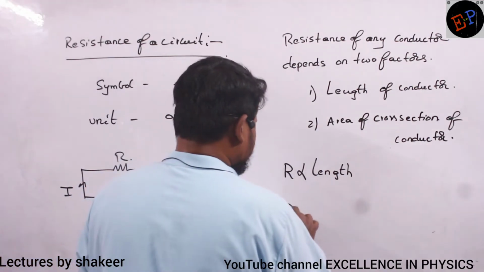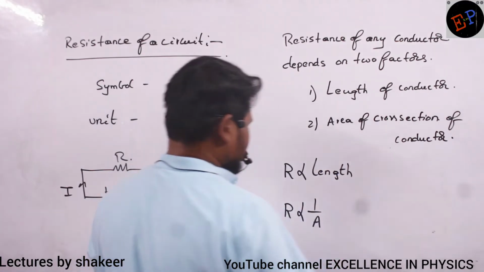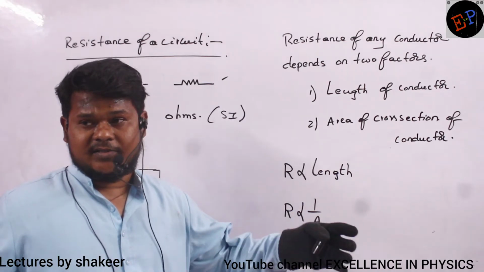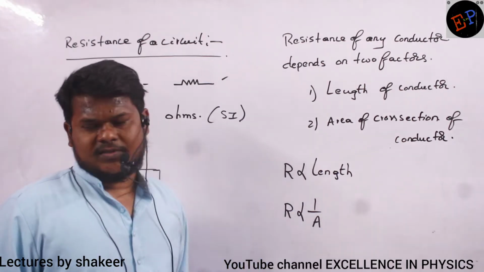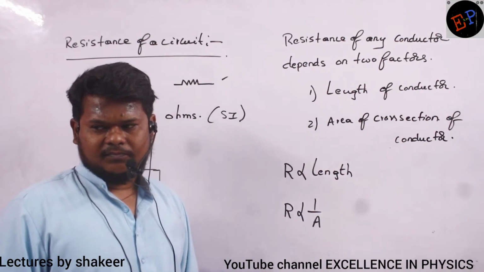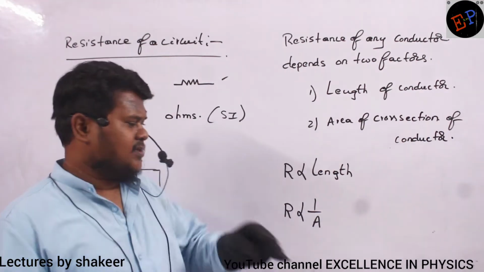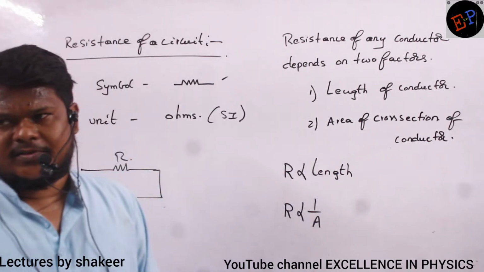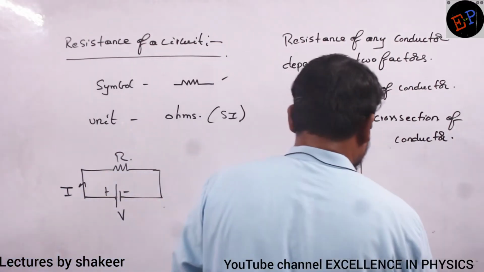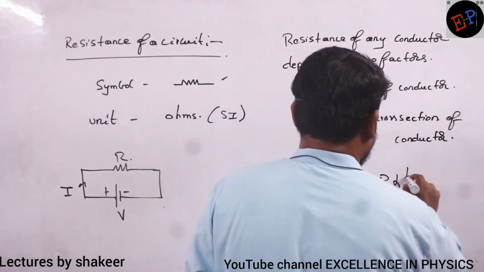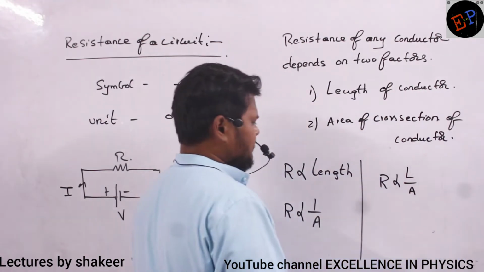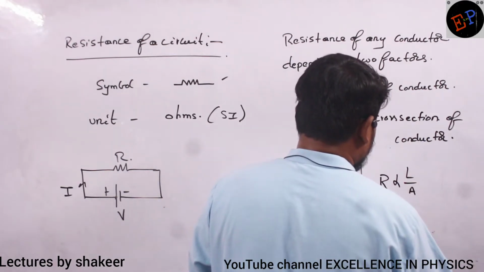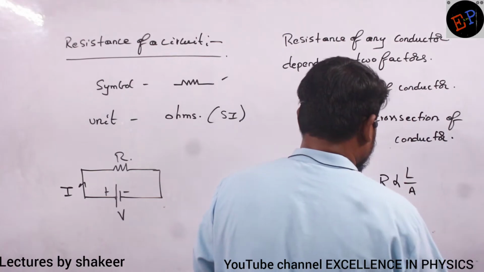Similarly, resistance is inversely proportional to the area of cross section. That is, if the area of cross section increases, thickness increases, then resistance automatically reduces. What can be the reason for this? If the cross section increases, electrons will find more ways to travel, so automatically resistance reduces. If I combine both of them, I can write R is proportional to L by A. And if I want to write a proportionality constant, R is equal to rho L by A.